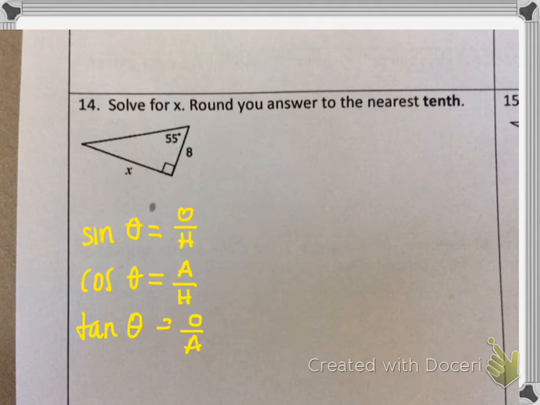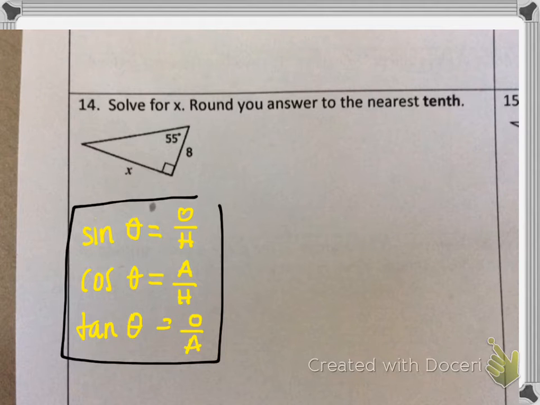Special right triangles fails because there's no 30-degree angle, 60, or 45. Therefore, we're using one of the ratios here, which I wrote: sine, cosine, or tangent. So first thing you want to locate is your reference angle. It's the 55 degrees, and figure out what the hypotenuse is, adjacent or opposite, in relation to the 55.